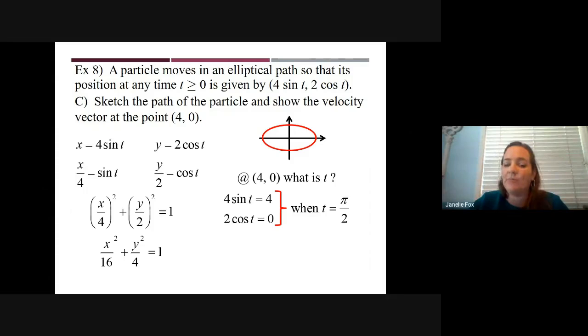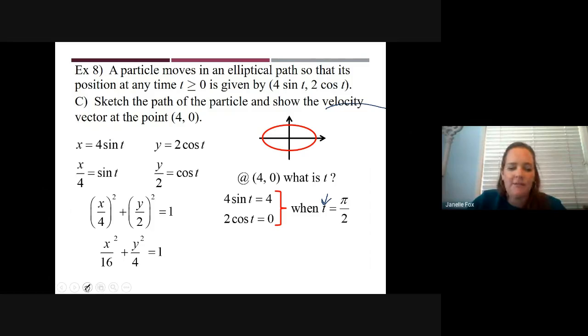And that happens when t is pi over 2, right? Because then the sine value would be 1 and the cosine value would be 0. So if this is the time when it happens, like here's the time, this is the t value when it happens, what would be the velocity vector?